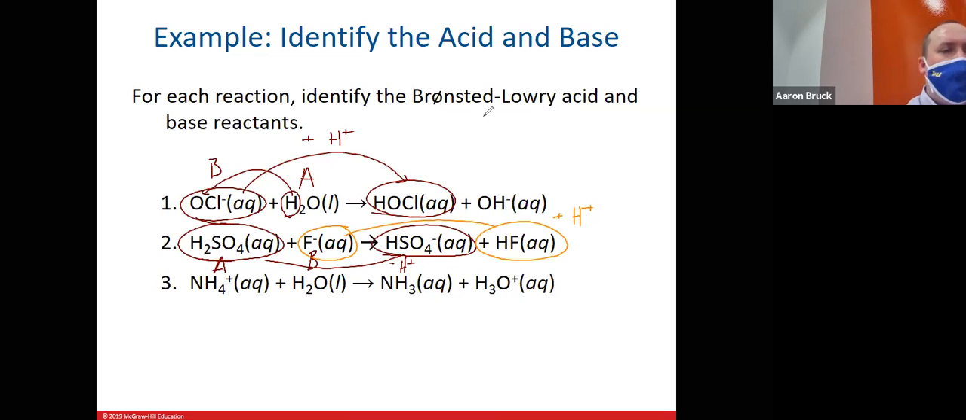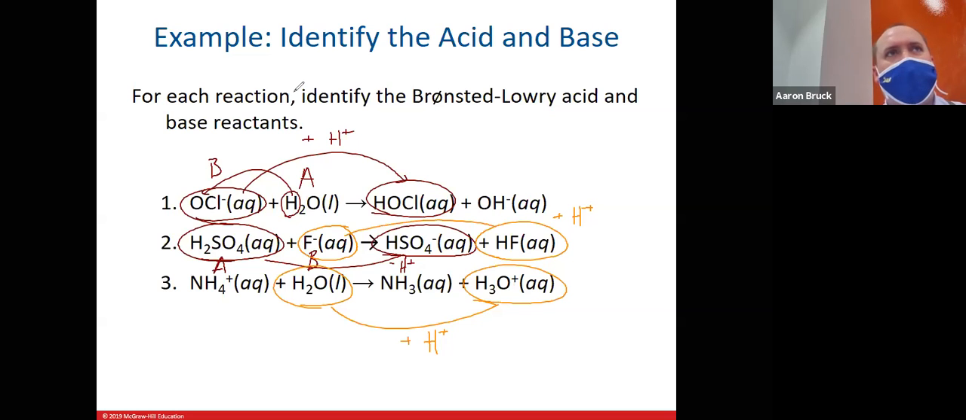So the way to do these: pick out one. It doesn't matter really which one it is. Pick out one and find its matching pair, and identify what happened to it. So I went from water to hydronium. To go from water to hydronium, I had to add an H+. That means that my water was acting as a base. My ammonium ion had to have been acting as an acid. I could look at the ammonium ion, see that it lost an H plus along the way, and arrive at the same conclusion that we had before.